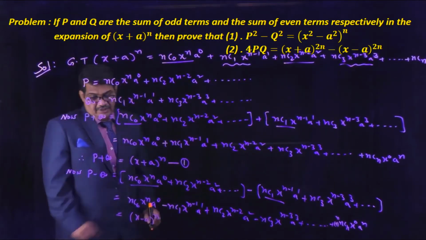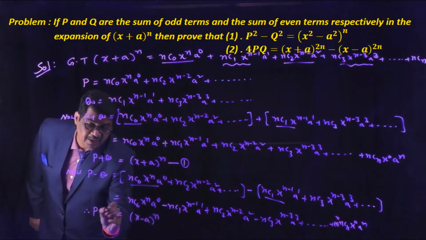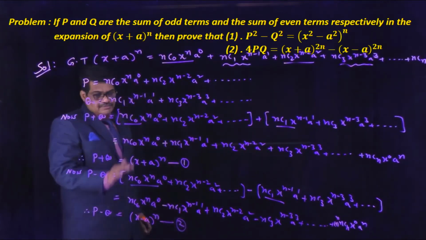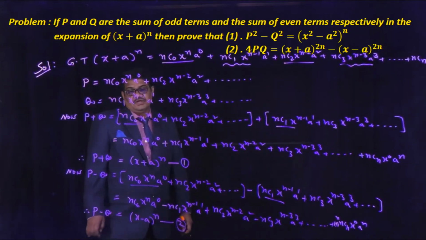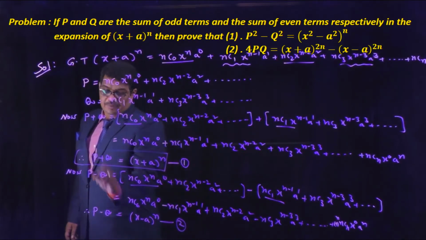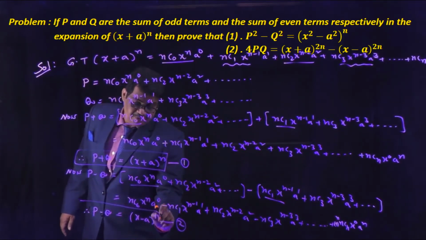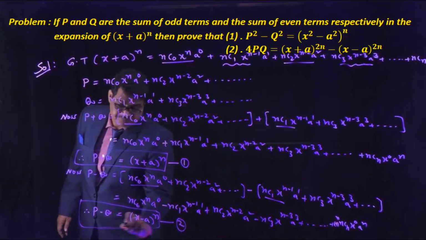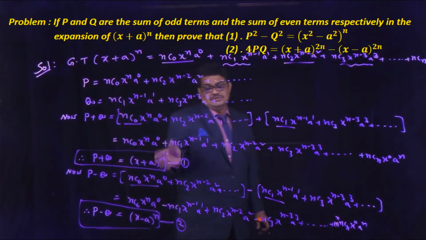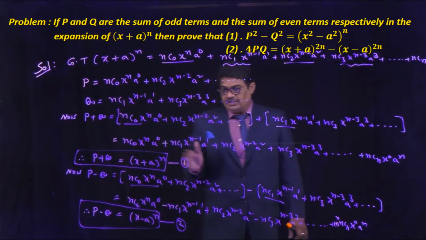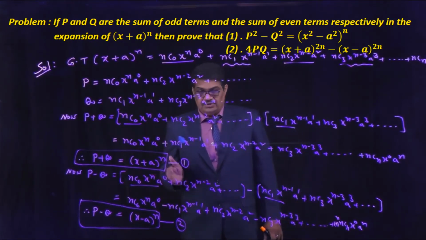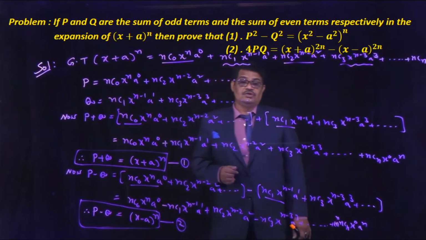So here we are getting P minus Q is (x - a) to the power of n. Here we are getting P plus Q is (x + a) to the power n, and P minus Q is (x - a) to the power of n. These are the sum and difference of P and Q. P plus Q is (x + a)^n, and P minus Q is (x - a)^n.